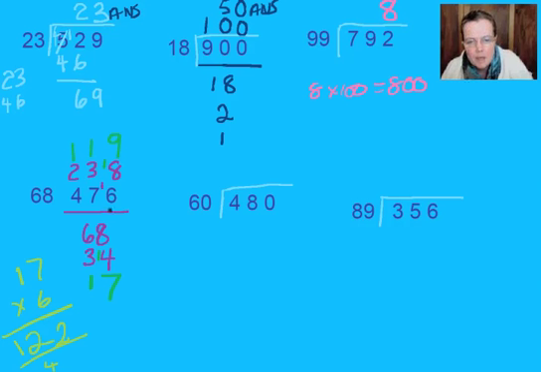What have I done wrong? 7 times 6 is 42, isn't it? 1 times 6 is 6, and 4 is 10. Right, that's not the one we want.